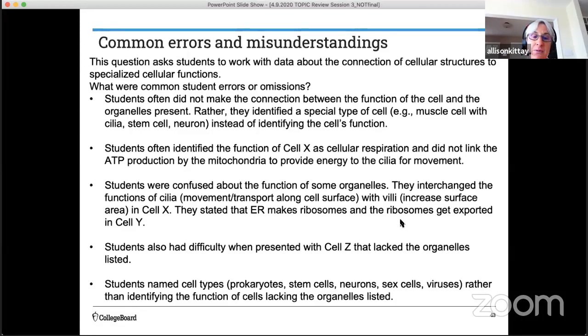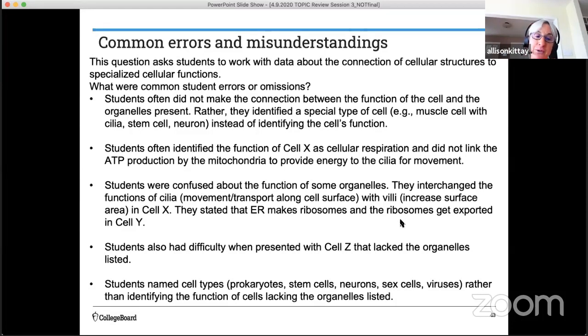Students were often confused about the function of organelles. They interchanged the functions of cilia with villi, and hopefully now you can see the difference. Cilia is involved in movement or transport along a cell surface, whereas villi increase the surface area of a cell. They often stated that the endoplasmic reticulum makes ribosomes and that the ribosomes get exported from the cell. So clearly the endoplasmic reticulum supports the ribosomes, and they make the proteins that get exported from the cell.